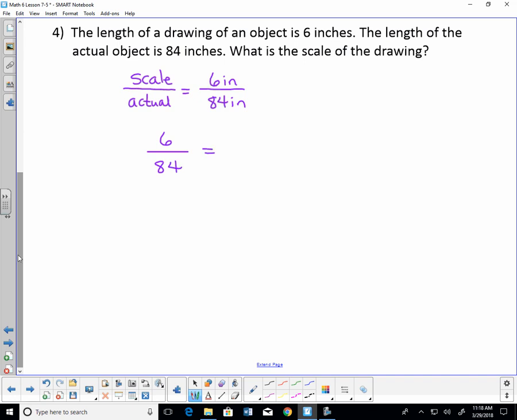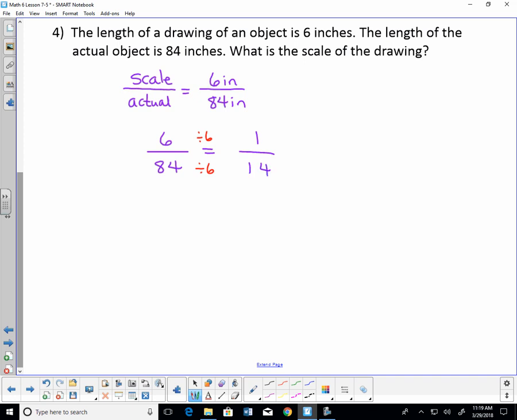Let's see, 8 and 4 is 12. 12 is divisible by both 2 and 3, so this whole entire thing has to be divisible by 6. So I'm going to divide both the numerator and the denominator by 6. 6 divided by 6 is 1. 84 divided by 6, 6 goes into 8 one time with 2 left over, 6 goes into 24 4 times, so it's 1/14.